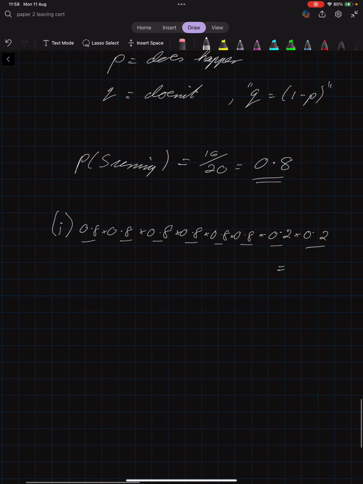Okay, so actually, you know what, I might just do that on my calculator just to see. So that's 0.8 to the power of 6 times 0.04. Okay, so this is going to be 0.0105. Okay, so that's the probability that happens.